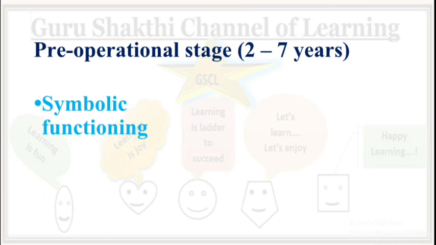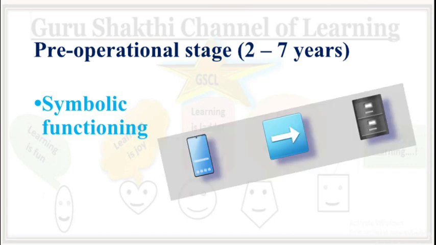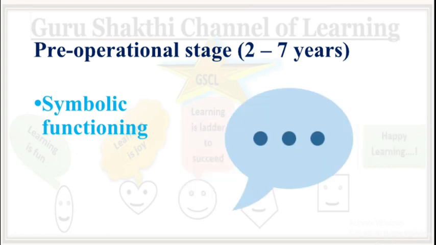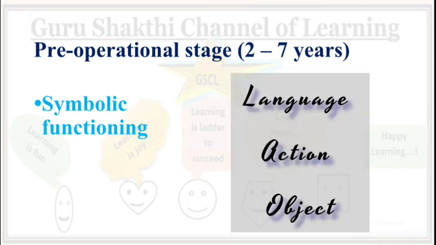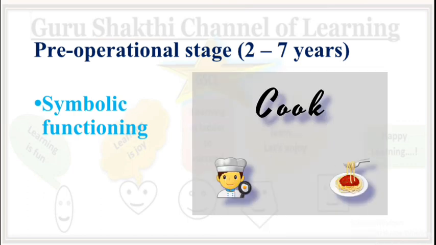Symbolic functioning. The child starts to represent one thing with the help of another thing. Example, it might use any kind of rectangular object as a mobile and pretend speaking over it. They start to understand the connection between language, actions, and objects.